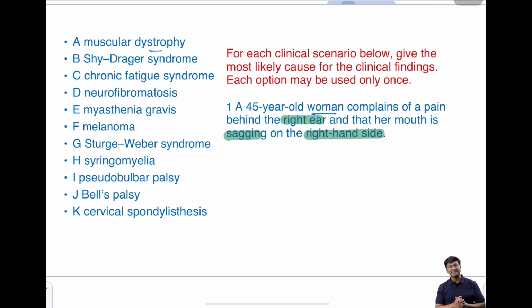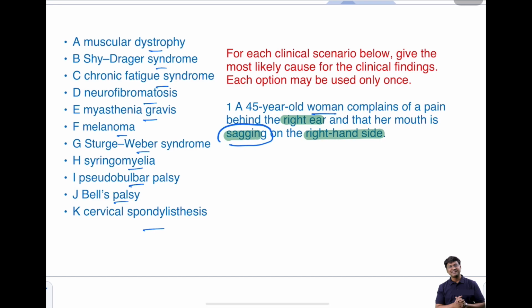That includes muscular dystrophy, Shy-Drager syndrome, chronic fatigue syndrome, neurofibromatosis, myasthenia gravis, melanoma, Sturge-Weber syndrome, syringomyelia, pseudo-bulbar palsy, Bell's palsy, and then cervical spondylolisthesis. The very important point here is a 45-year-old woman, that is fine.